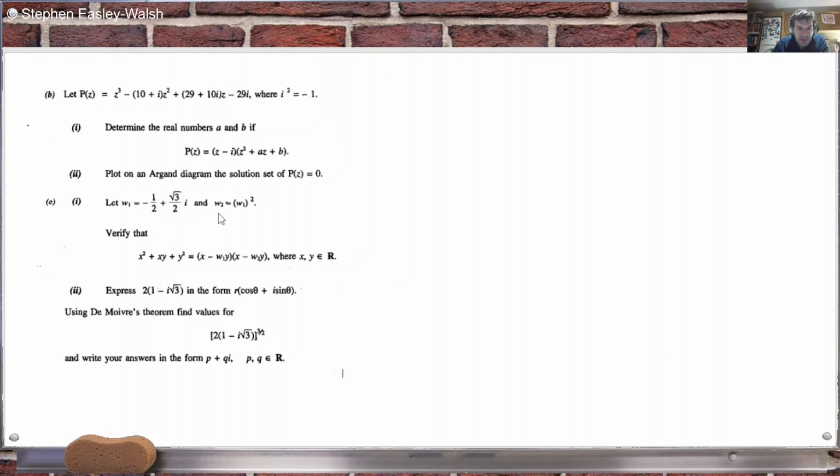Okay, so we have w1 and w2, and we have to verify that the expression equals w1 squared. So I suspect it'll be easier to start with the right-hand side. Let's see what I get if I expand the right-hand side. x minus w1y times x minus w2y.